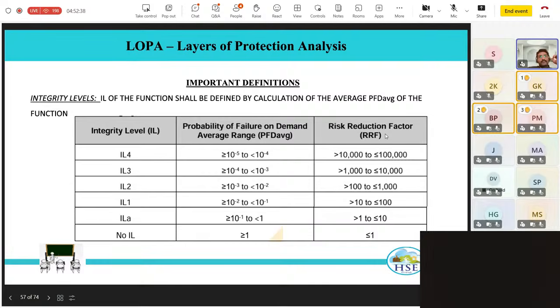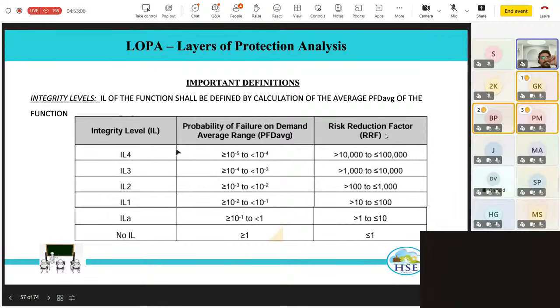Okay, so integrity level is basically, the integrity level of a function shall be defined by calculating the PFD average of the function. Means, don't get into the definition part. Integrity level means how well is the integrity of that instrument to respond whenever there is probability of failure on demand. Means whenever there is an incident, how fast, how well that equipment, instrument or safeguard can respond. That is a simple definition.